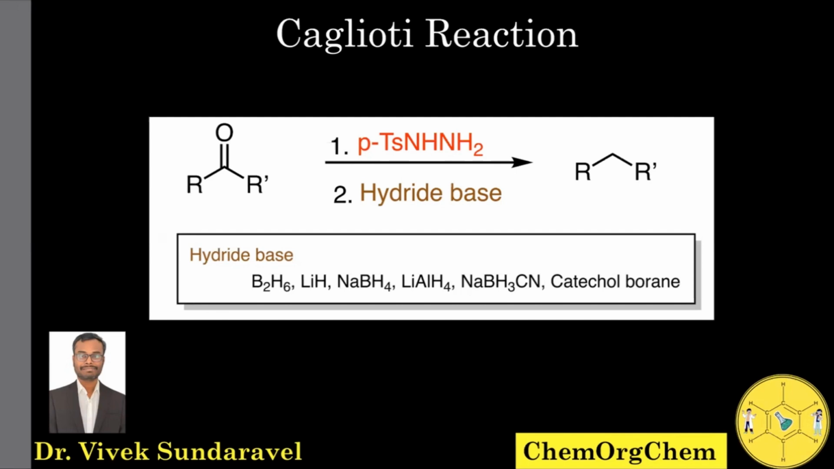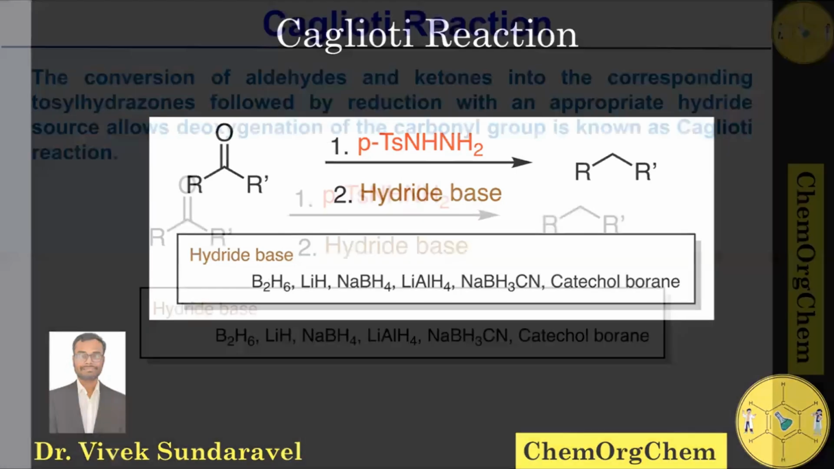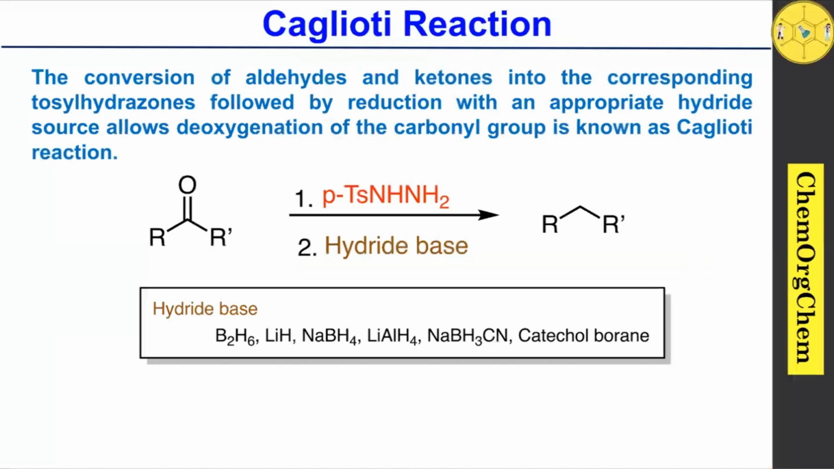Let's move into the Caglioti reaction. So first, what is meant by the Caglioti reaction? This reaction is related to the Wolff-Kishner reduction, where we need a strong base, hydrazine and a higher reaction temperature, which restricts the use of the Wolff-Kishner reduction. Therefore, milder reaction conditions evolved one by one. Under Caglioti reaction conditions, tosyl hydrazones are reduced to their corresponding hydrocarbon, which is known as the Caglioti reaction.